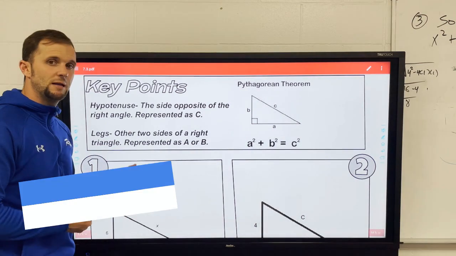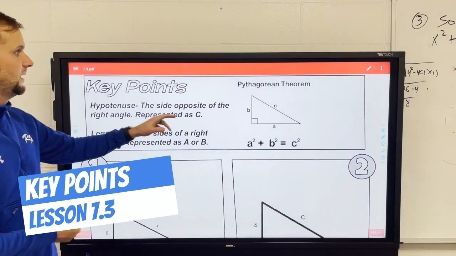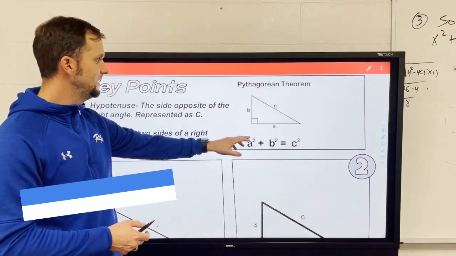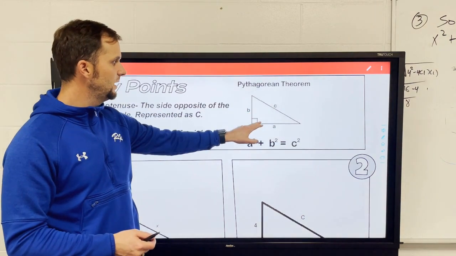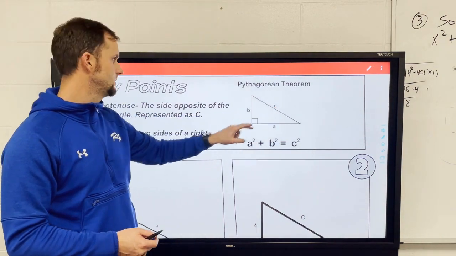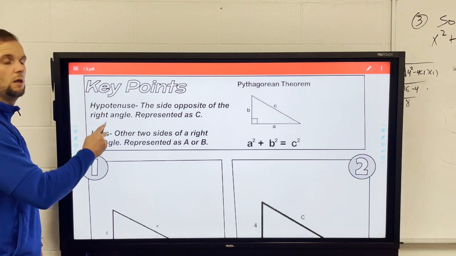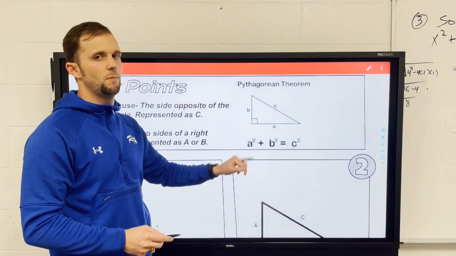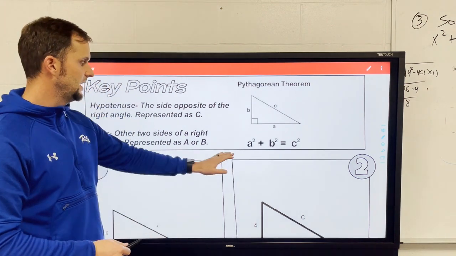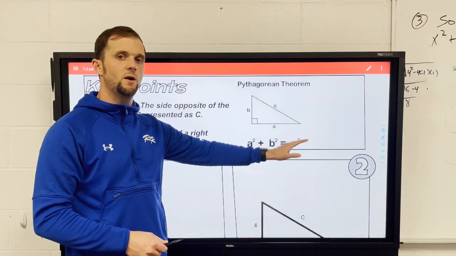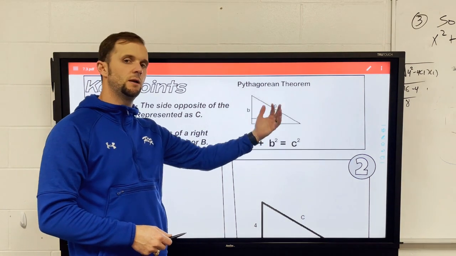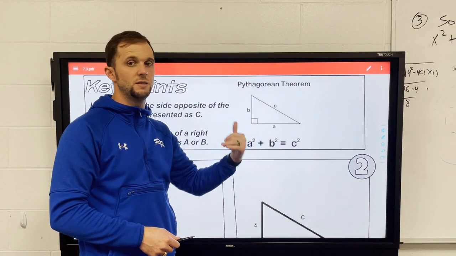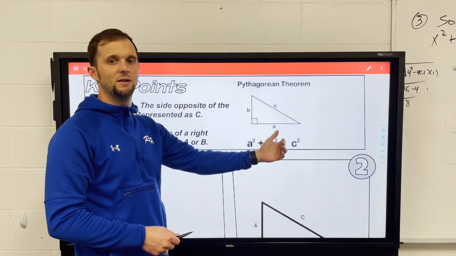So again, I want to point back to the key points: if I have a right triangle, the side opposite of my 90-degree angle, always going to be the long side, is going to be called my hypotenuse. And then the other two sides are going to be called my legs, which are going to be represented as A and B. So if I take A squared plus B squared equals C squared, I then can use this to plug in other information to find another piece of information or a missing side if I need to.